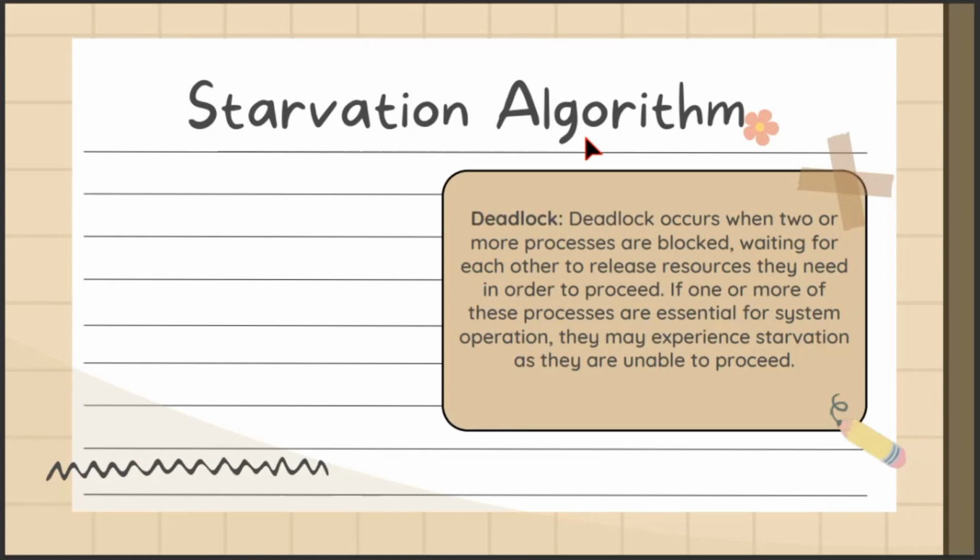Next. So the last factor that can cause starvation is the deadlock. The deadlock occurs when two or more processes are blocked, waiting for each other to release resources they need in order to proceed. If one or more of these processes are essential for system operation, they may experience starvation as they are unable to proceed. Next slide, please.